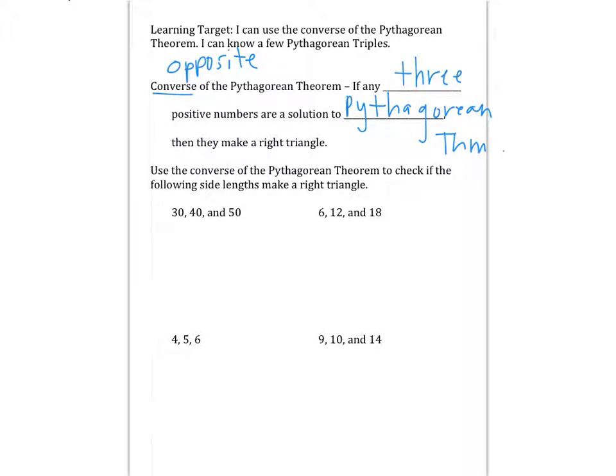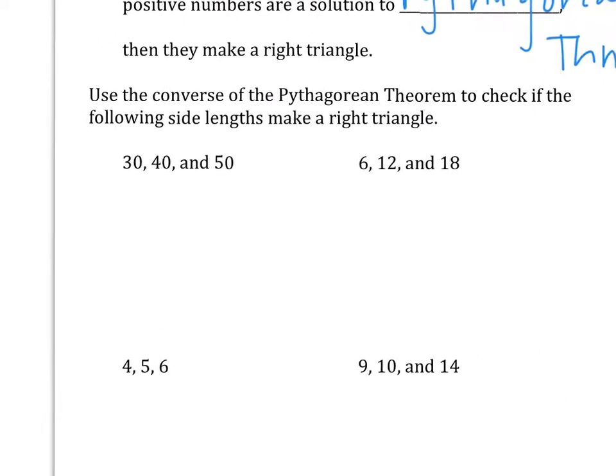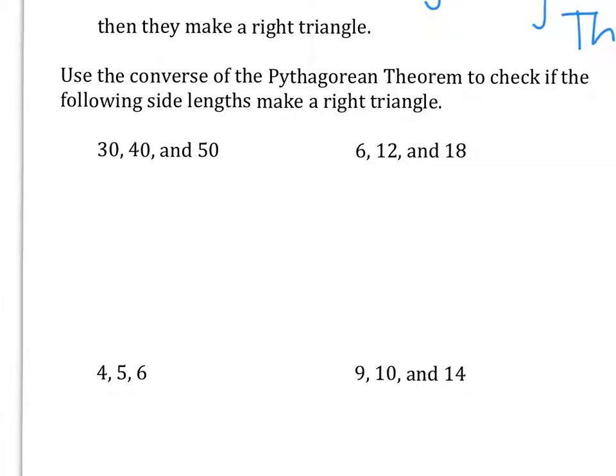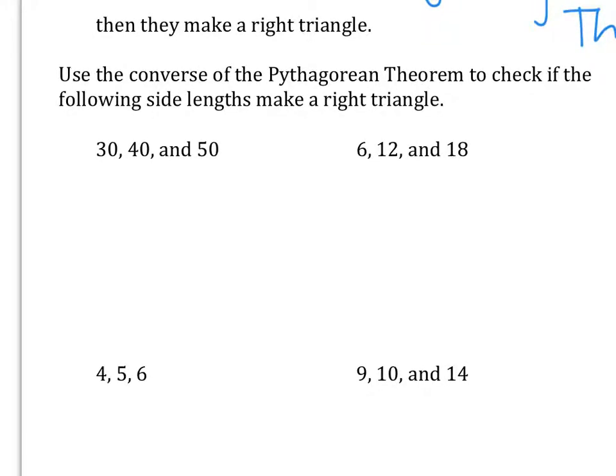So now let's look at a few examples and use the converse of the Pythagorean theorem to check if the following side lengths make a right triangle. Let's look at the first example. We are going to use these three side lengths of 30, 40, and 50, and I'll always plug the two smaller sides in for the two legs, A or B, and the longest side always needs to be C. It doesn't matter which value, 30 or 40, goes in for A or B. Those can be interchangeable, but those both need to be A or B. And 50 needs to be the longest side, which is always C.